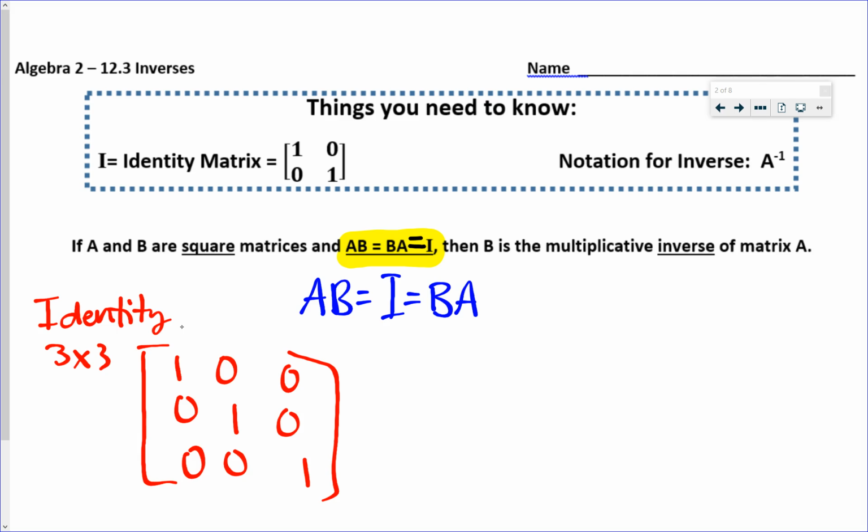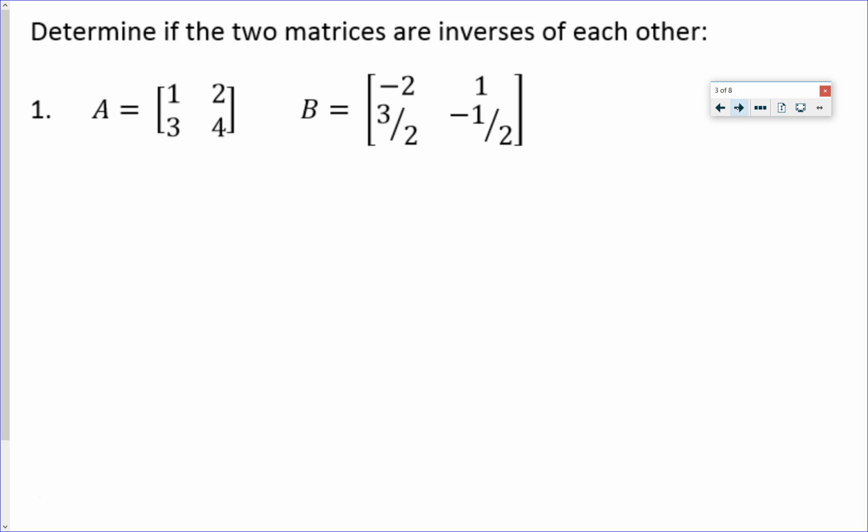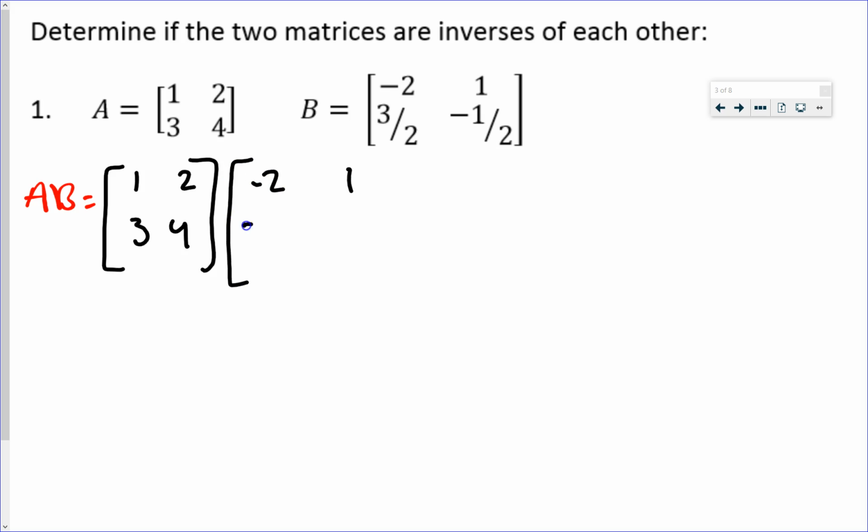So let's practice. So right here, number 1, we have A and B. I want to know, are they inverses of each other? So we need to multiply A times B together first. And if it's identity, then we'll do it again for B times A and see if we get it again. So multiply them together. It's 2x2s though. I told you you're going to have to keep using this. So 1, 2, 3, and 4 will get multiplied with -2, 1, 3/2, and -1/2.